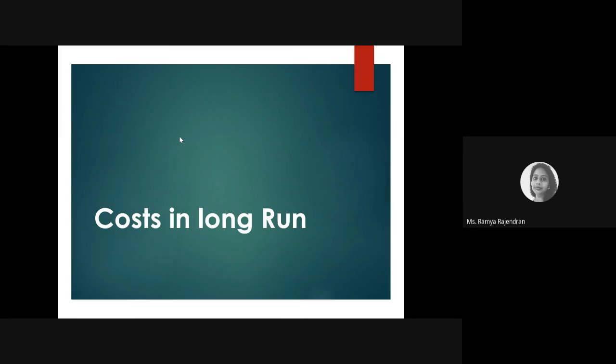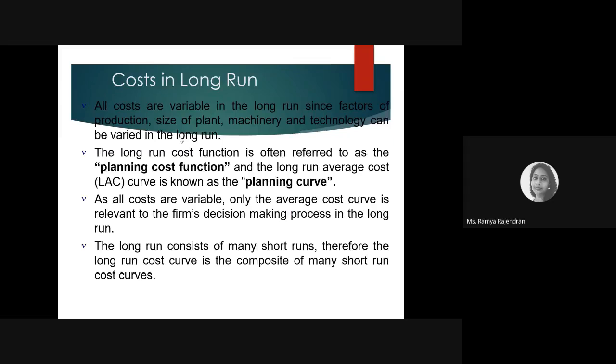Okay, so let's look into the cost in the long run. The cost in the long run is nothing but the cost involved in buying the land, buying the machinery, building a factory, and getting new technology, all these things, when you're making investments. Actually, you call that a fixed cost, right?